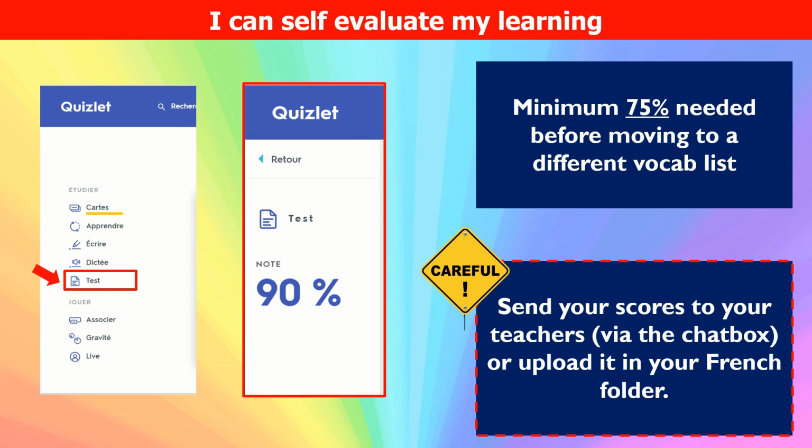How do I know what you've done? Well, you're going to have to take a screenshot of your test section, the result that you have for each list. You're going to have to take a screenshot and then send it to your teacher on Teams via the chat box. Now, you need to have minimum 75% for each set of words. Each list, at the end, when you do the test, you need to have minimum 75%. If you have more, excellent. You screenshot and you send it to us. If you don't have it, we'd like you to practice on this list a little bit more and do the test again. And hopefully you will have more than 75%.